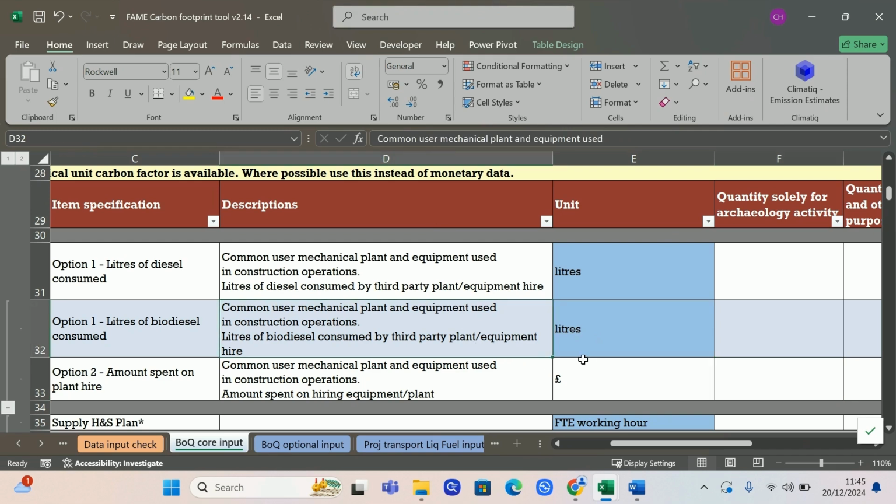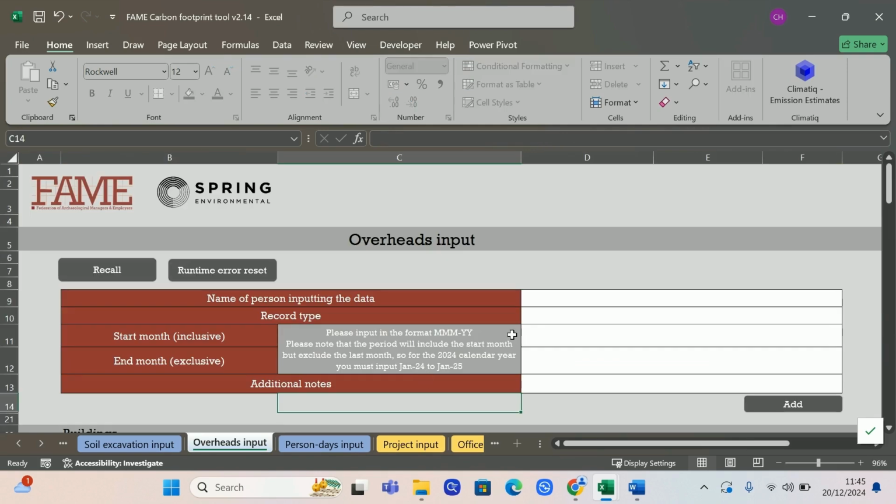The other thing to note is that some activities in the bill of quantities are required for costing, but not necessarily for carbon accounting. These refer to activities that are performed at an organisation's office. If we included these in the bill of quantities as well, then there would be double counting, because the emissions for the office-based activities are already accounted for in the overheads tab, over here.